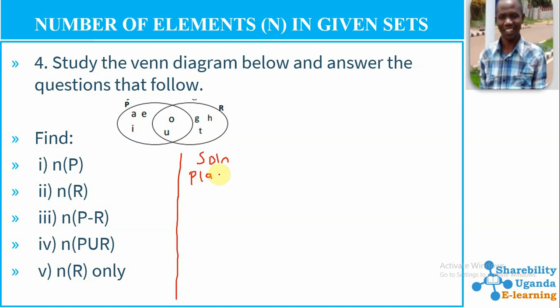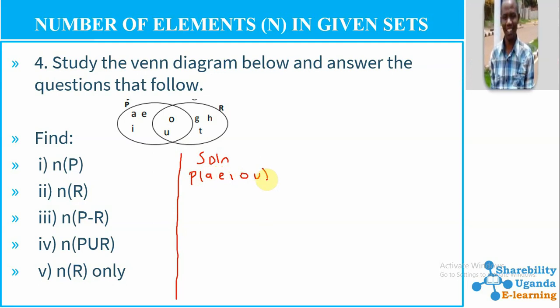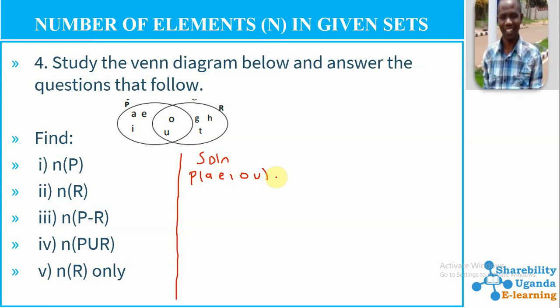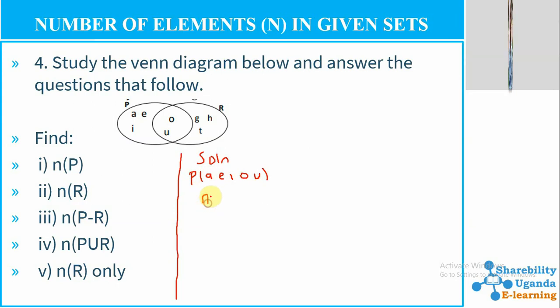We have A, we have E, we have I, we also have O, and we have U. So this is a set of vowels, and we also need to identify the members of our set P. After identifying these members, we can know how many they are.